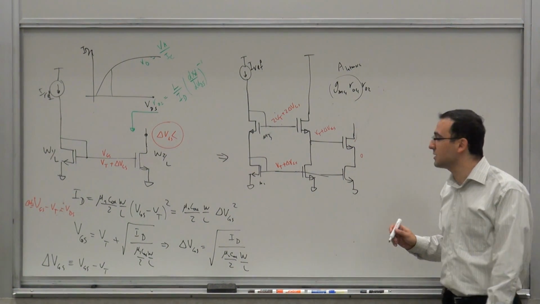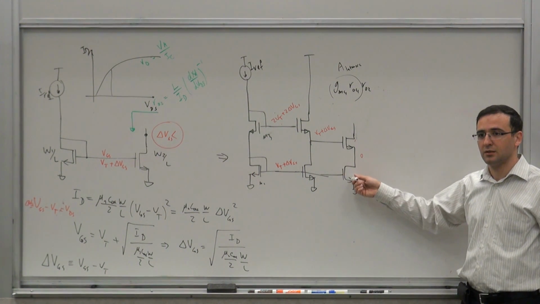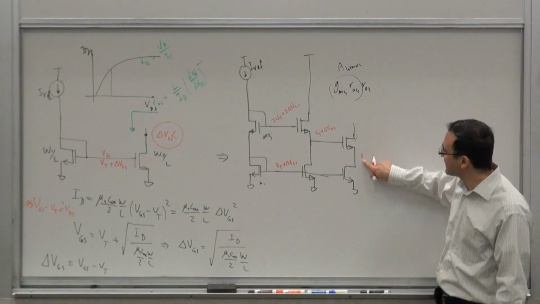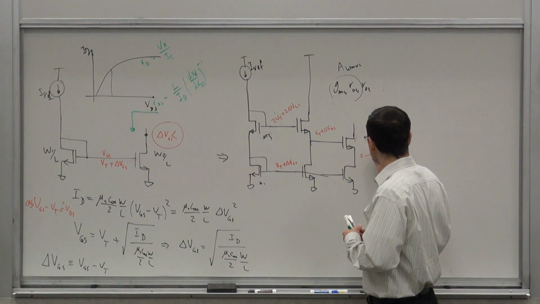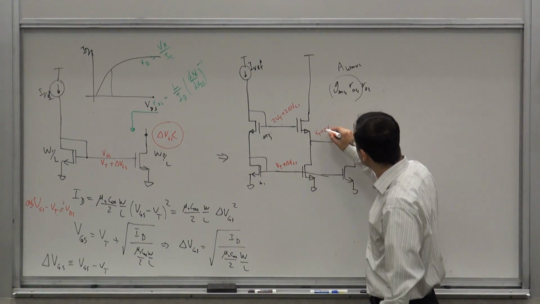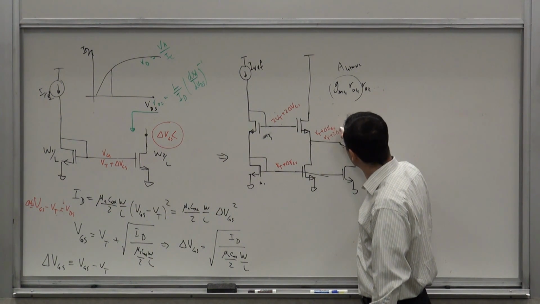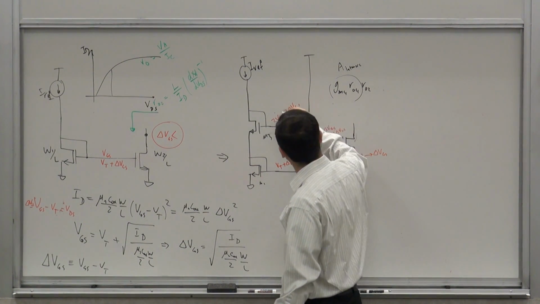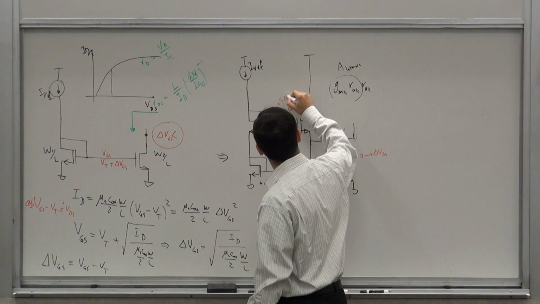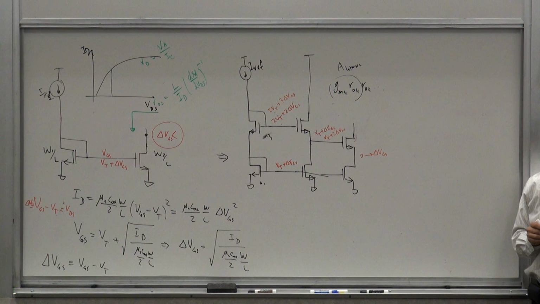Which is not good because it drives which transistor into triode? This one, right? So this is no good. This needs to be at least delta VGS. So for it to be at least delta VGS, I want this to be delta VGS, which means that this has to be VT plus 2 delta VGS. And therefore this voltage has to be 2 VT plus 3 delta VGS for this to work, if I wanted to do it that way.